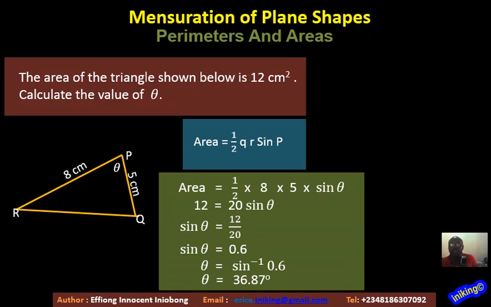And from there we have that sine theta is 12/20. And then we find theta, which is the sine inverse of 0.6, and that gives us 36.8. I'm sure we're having fun with this. That brings us to the end of video clip 3. We're still on mensuration of plane shapes, looking at area of a triangle.